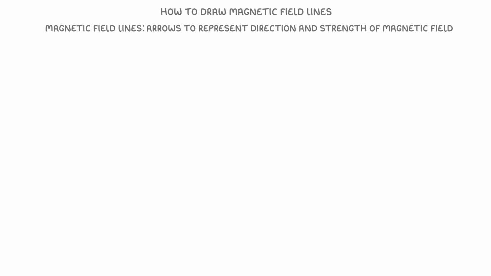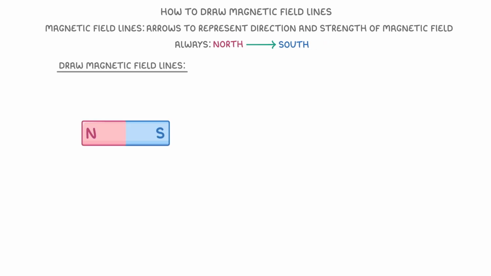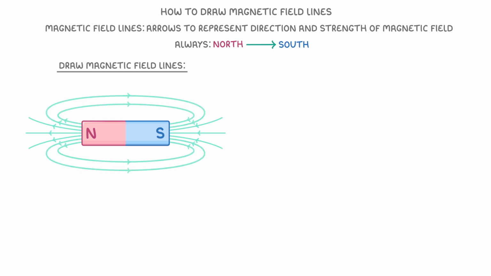Next, let's look at how to draw magnetic field lines. You need to know that magnetic field lines are basically arrows we use to represent the direction and strength of a magnetic field, and that they always point from north to south. To draw magnetic field lines, we can start with a straight line going into the south pole and coming out of the north pole. Then a pair going into the south pole that are slightly curved, a similar pair coming out of the north pole, and lastly, some that loop all the way around.